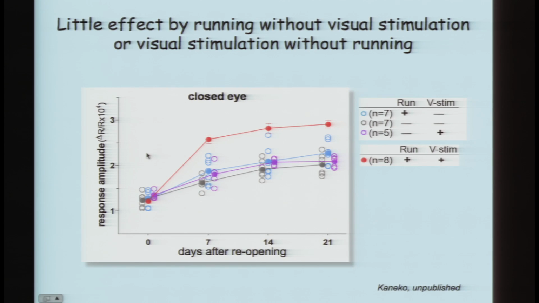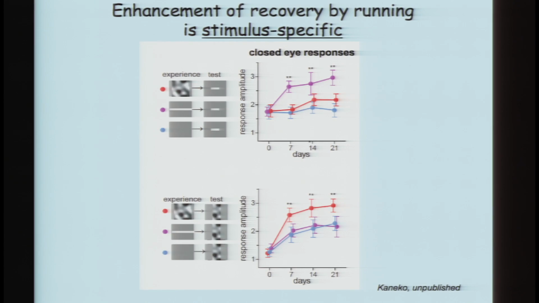And this recovery depended on the conjunction of the enhanced responses produced by running and the visual stimulation. So if you gave the same amount of visual stimulation while the animals were in their home cage, or if you gave the same amount of running without presenting the visual stimulation, you did not get recovery of function. And even more surprisingly, the recovery you got was stimulus-specific.